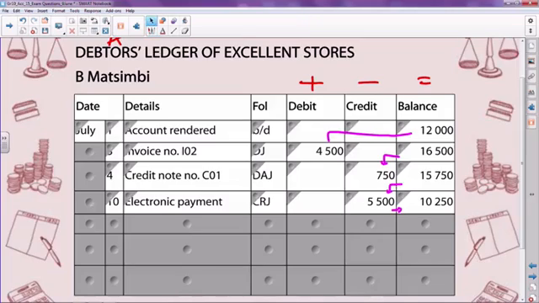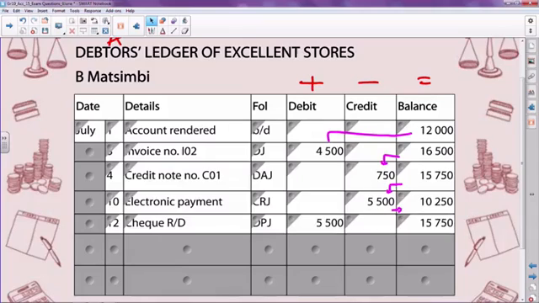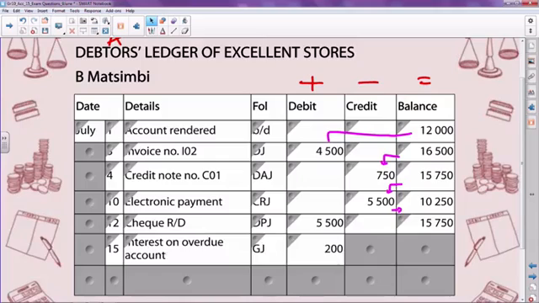Let's go and look at the day. On the 12th, it's a check RD, and remember, that is when that check came back. So again, on the 12th, we said CPJ 5,500, and therefore 15,750. The next one, on the 15th, we charged interest on the overdue account. How much? 200 Rand. So again, increase the account with it. And how do I get that 15,950? I say 15,750, guys, plus 200 gives me the 15,950.